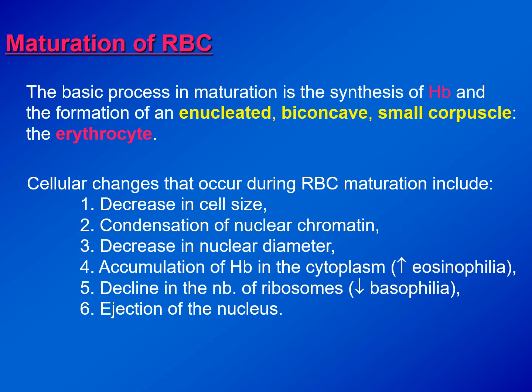The basic process in maturation of red blood cells is the synthesis of hemoglobin and the formation of an enucleated biconcave small corpuscle, which we call the erythrocyte or mature red blood cell. The cellular changes that occur during RBC maturation include decrease in cell size, condensation of nuclear chromatin, decrease in nuclear diameter, accumulation of hemoglobin in the cytoplasm, referred to under the microscope as eosinophilia, decline in the number of ribosomes, which is a decrease in the amount of basophilia in the red cell, and eventually the ejection of the nucleus.